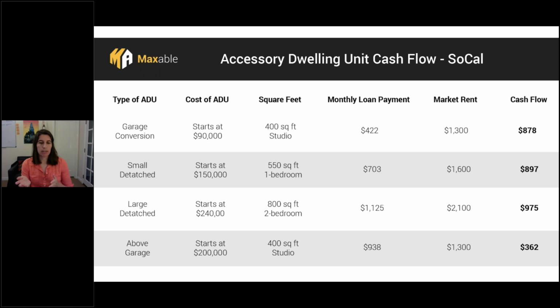The other thing I wanted to mention in this chart is, people feel a little shocked sometimes when they see the prices. They think, oh my gosh, this project's going to cost me $150,000 to build a 500 square foot 1-bedroom.